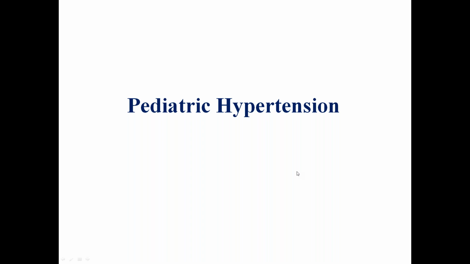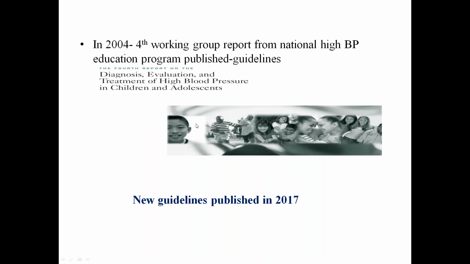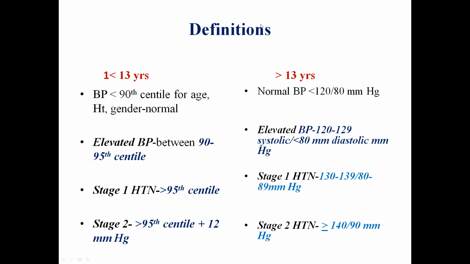So after going through CKD, I'll briefly talk to you about pediatric hypertension. There has been a change in the definition of pediatric hypertension, and these new guidelines were published in 2017. According to these new definitions, in children below the age of 13 years, that is between 1 to 13 years, elevated BP is defined as any blood pressure between the 90th to 95th centile for that age, height, and gender. BP less than the 90th centile for age, height, and gender is considered normal.